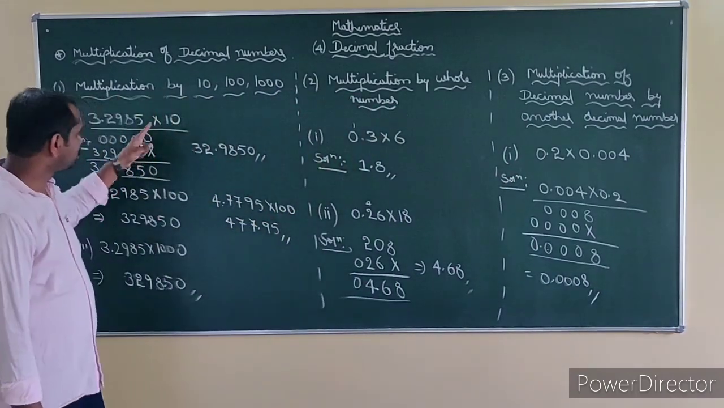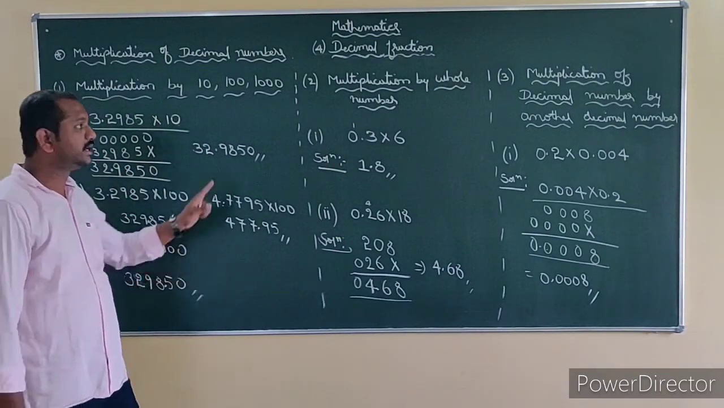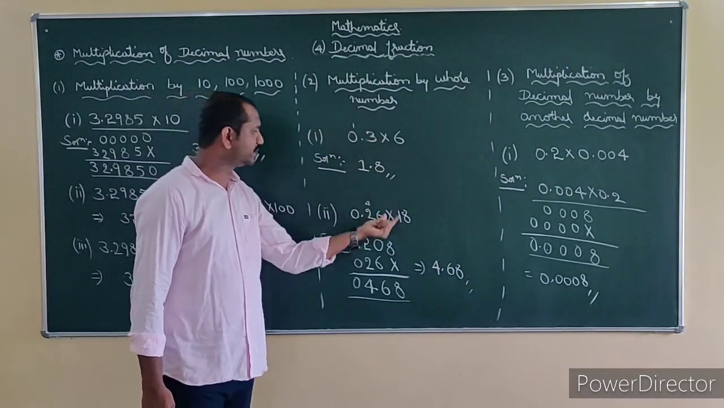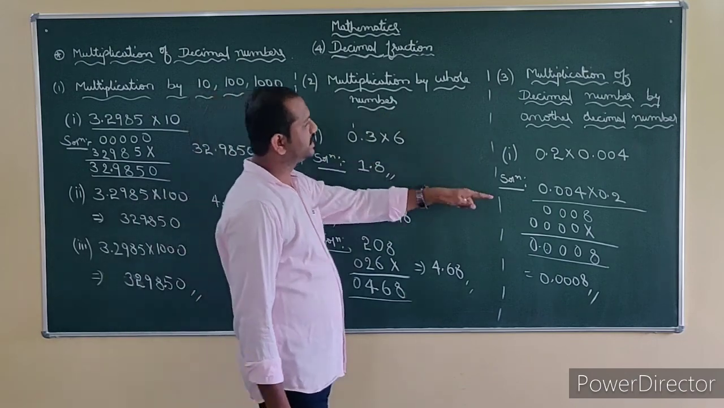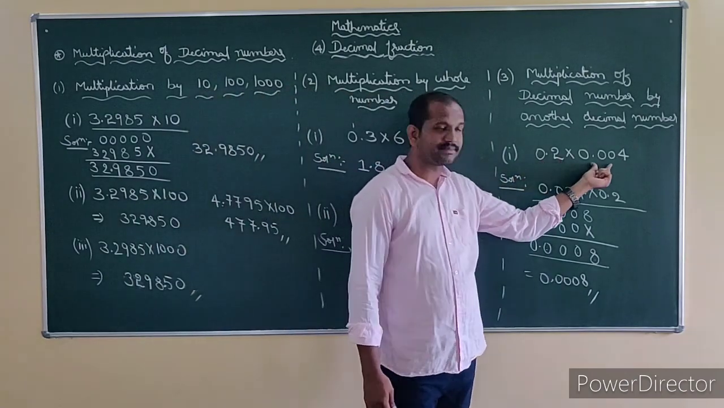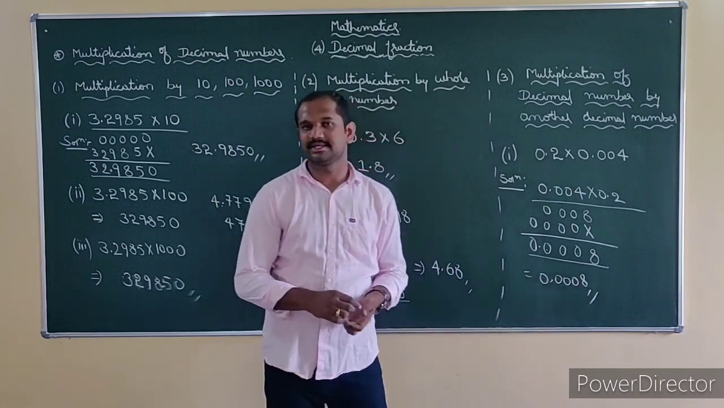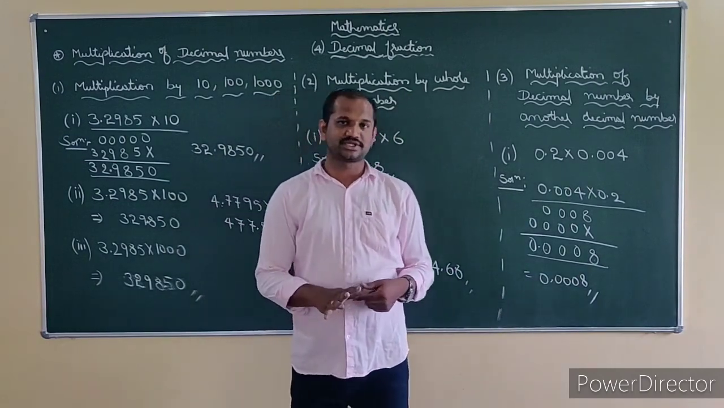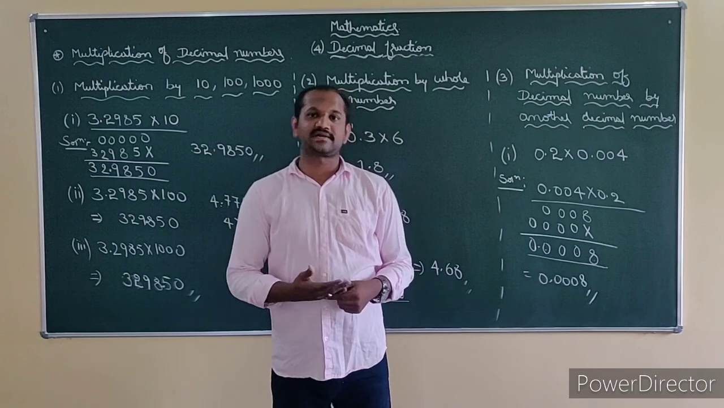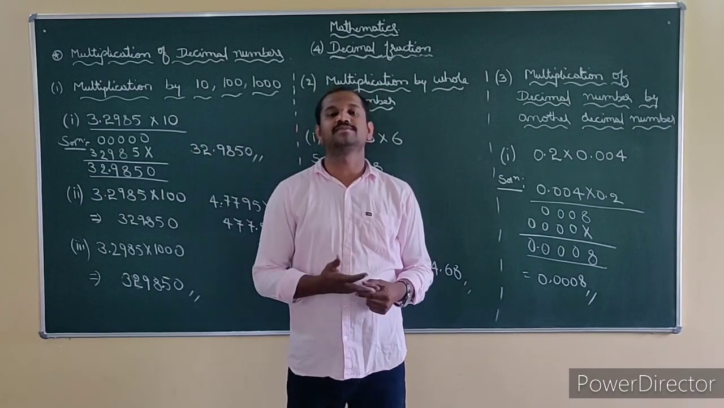One way is multiplication by 10, 100, and 1000. Next, multiplication by a whole number, like 18 and 6. Next, multiplication of a decimal by a decimal number, both decimals. So I hope multiplication has been understood. You can start with the exercise and find out what problems you are having.